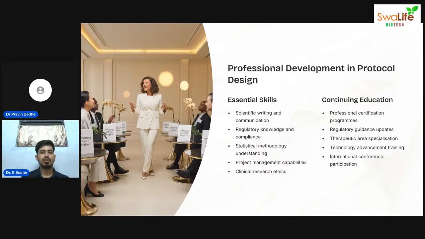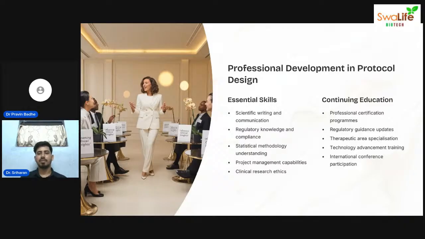While doing a study, know what the ethics are, what the GCP guidelines are, and what the notifications from the ICH are. We want to build essential knowledge on these, which will be helpful for writing the protocol design, or for going to a job like medical writing or regulatory writing. Continuing education is nothing but attending a workshop or doing an internship with medical writing or regulatory writing, or regularly following up on regulatory guidance updates, and therapeutic area specialization.